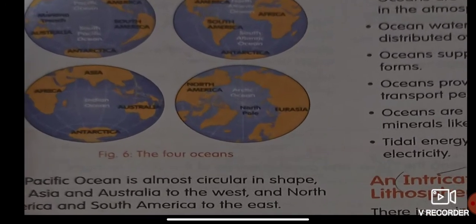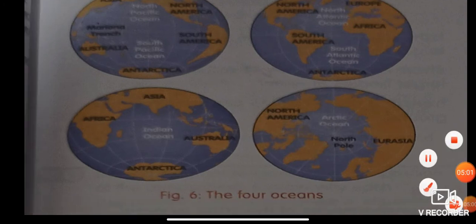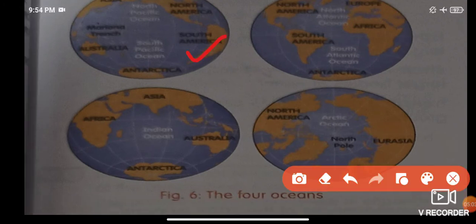So these are the four oceans, as you will also see in your textbook. This is the Pacific Ocean, Atlantic Ocean, Indian Ocean, and Arctic Ocean. So these are the pictures of the four oceans. You have to see this one.